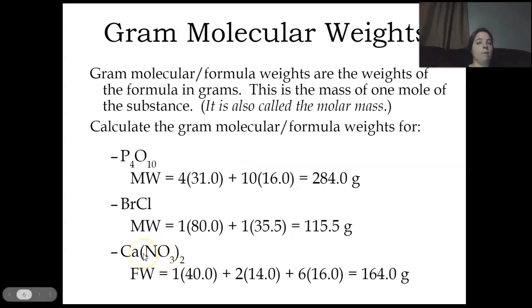Now I have another ionic compound, but it has the polyatomic ion. All you have to do is add everything up. So we've got 1 calcium, 1 and then looking at this 2 means everything there is multiplied by 2. So there's 2 nitrogens and 6 oxygens. And all you have to do is add them up. You should get about 164 grams per mole of calcium nitrate.